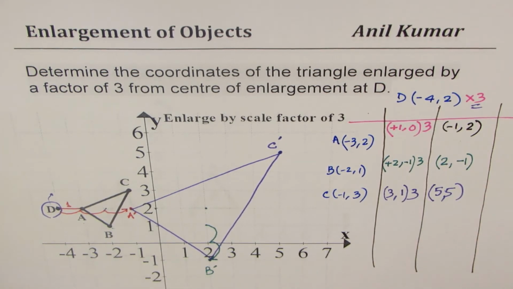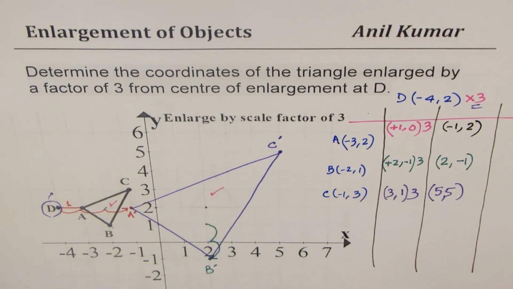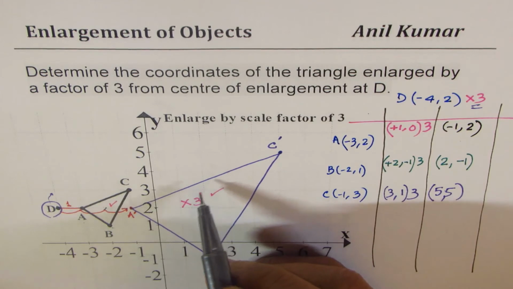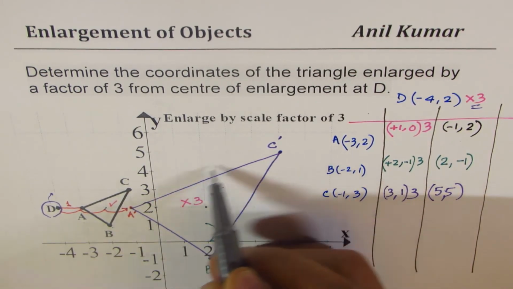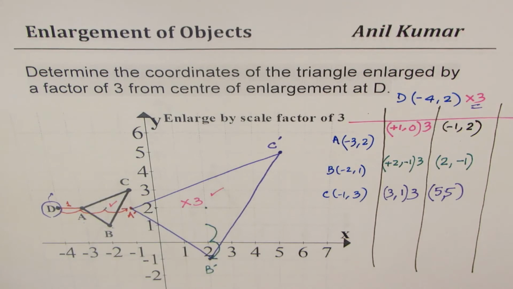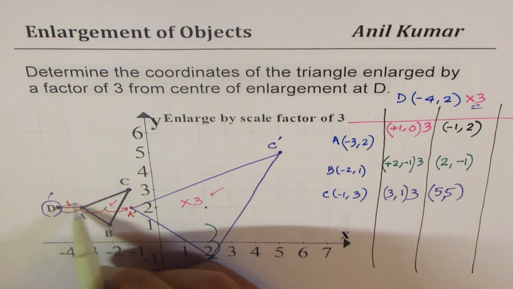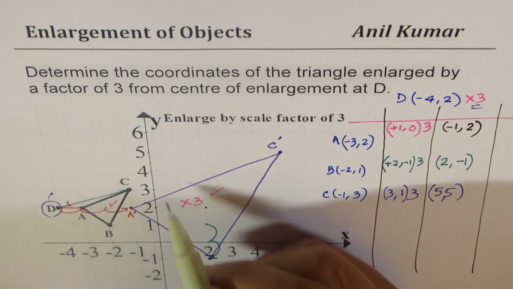Now let me teach you one more thing, which is of prime interest: how to figure out where the center is if we are given 2 images. So we have this image which is times 3. Now if I join these 2 points, see what happens. Let me join it from D itself and show you what I am trying to say. So let me join these points from D. So see, like this.